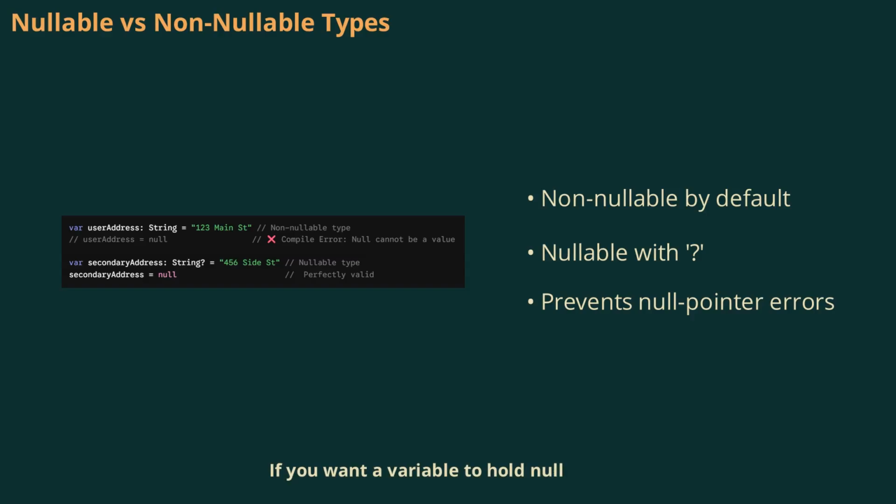If you want a variable to hold null, you must declare it as a nullable type using a trailing question mark. For example, userAddress is a non-nullable string, while secondaryAddress is a nullable string. This explicit distinction helps prevent null pointer exceptions and makes your code more predictable and robust.